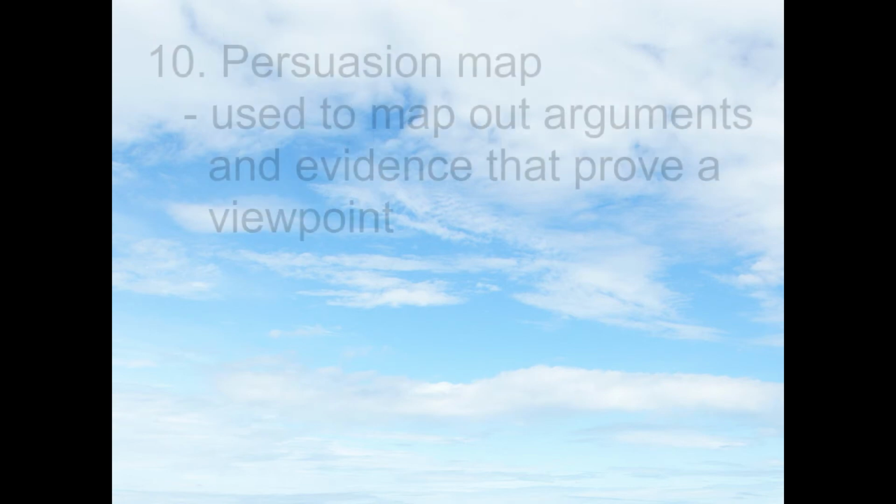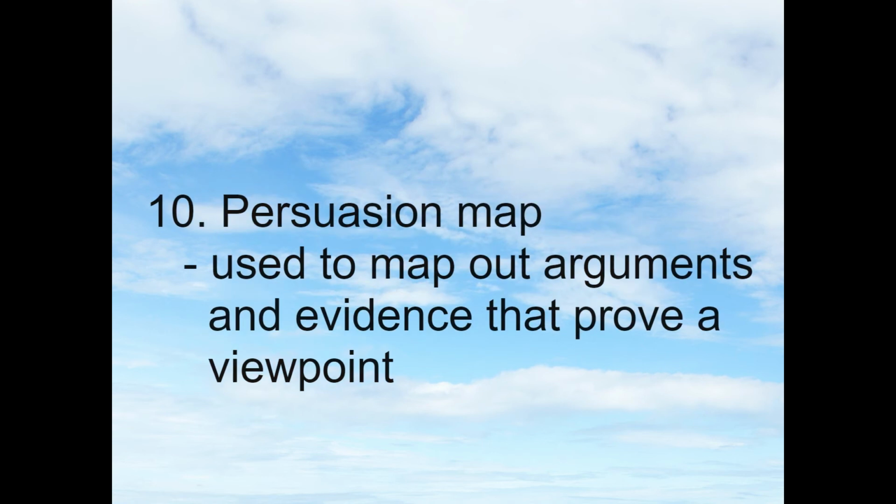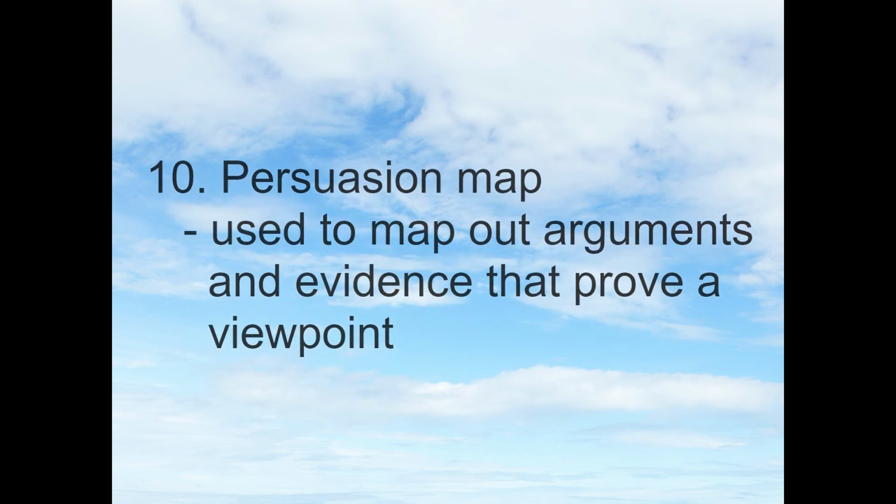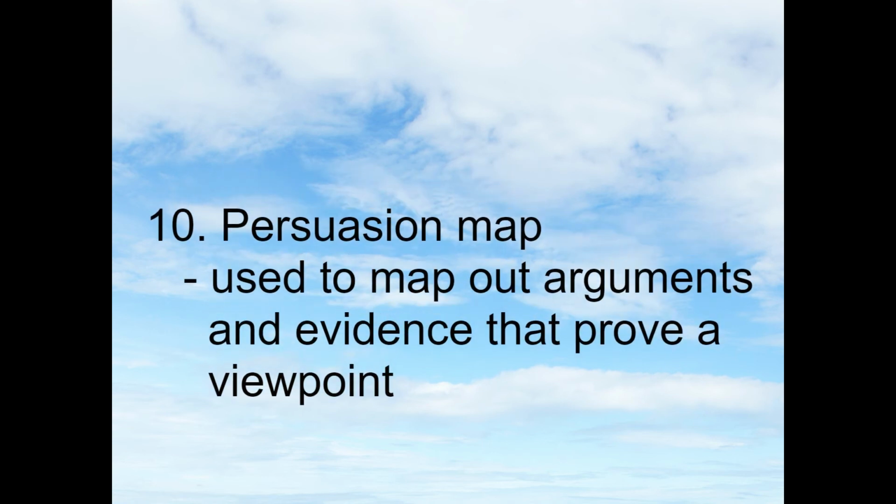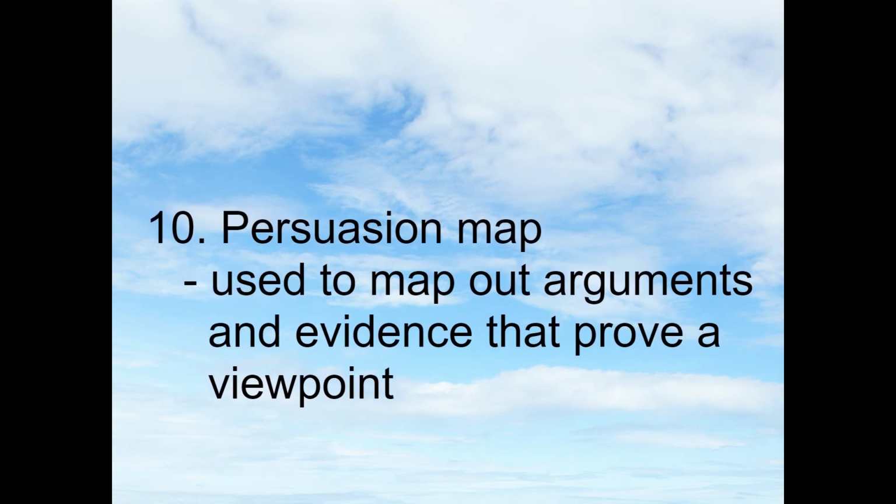The last type of graphic organizers is the persuasion map. Persuasion map is used to map out arguments and evidence that prove a viewpoint. This map is especially useful when processing persuasive or argumentative texts.